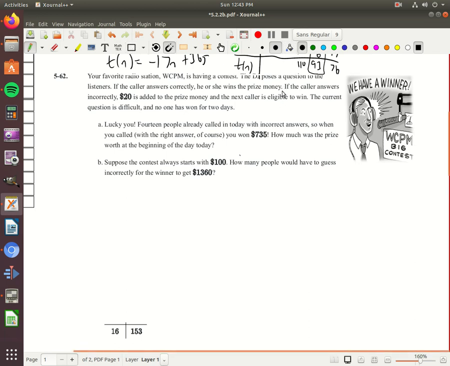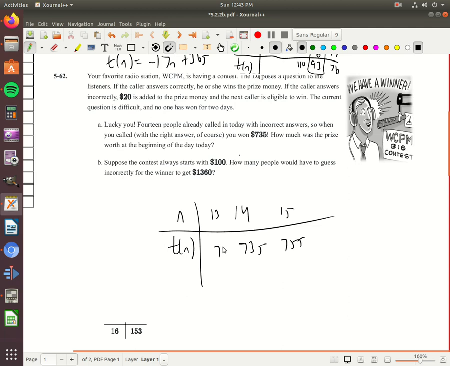All right, so every time a caller gets it wrong, they add money. So it looks like the 14th term, right? We have our n and our t of n. The 14th term was 735. And we know that the common difference is 20, right? So if it had gone to 15, it would have been 755. And if it had been at 13, it was 715, right? So that's kind of what we're looking at.